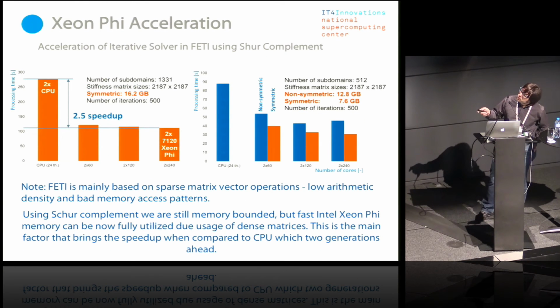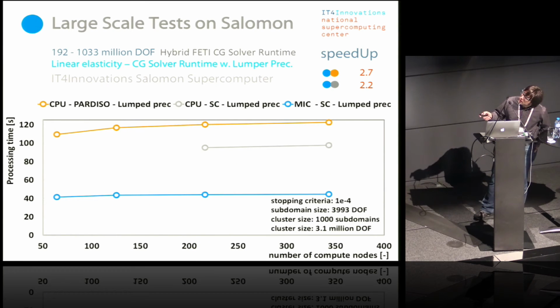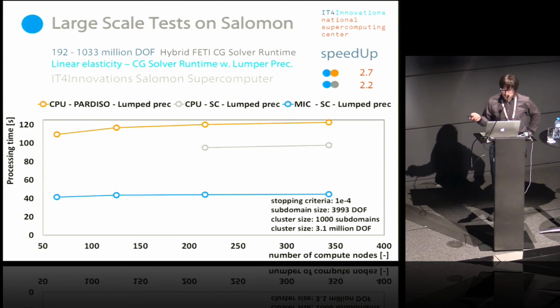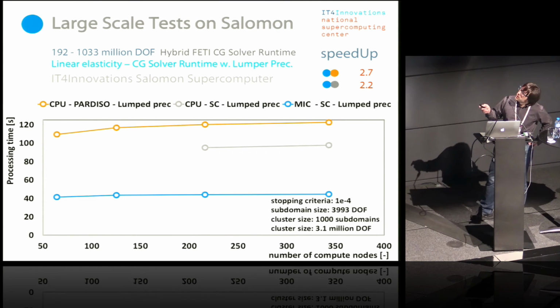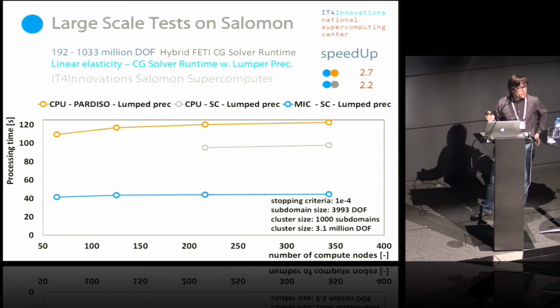So I have results for the MIC. This is comparing two Haswell on the Salomon machine to two Intel Xeon Phi, and we can see that we reach a speed up over 2.5. And this is actually running the entire hybrid FETI solver on up to 443 nodes. We can see that we can get a speed up of 2.7 if we use the Intel Xeon Phi accelerator, which uses the Schur complement.